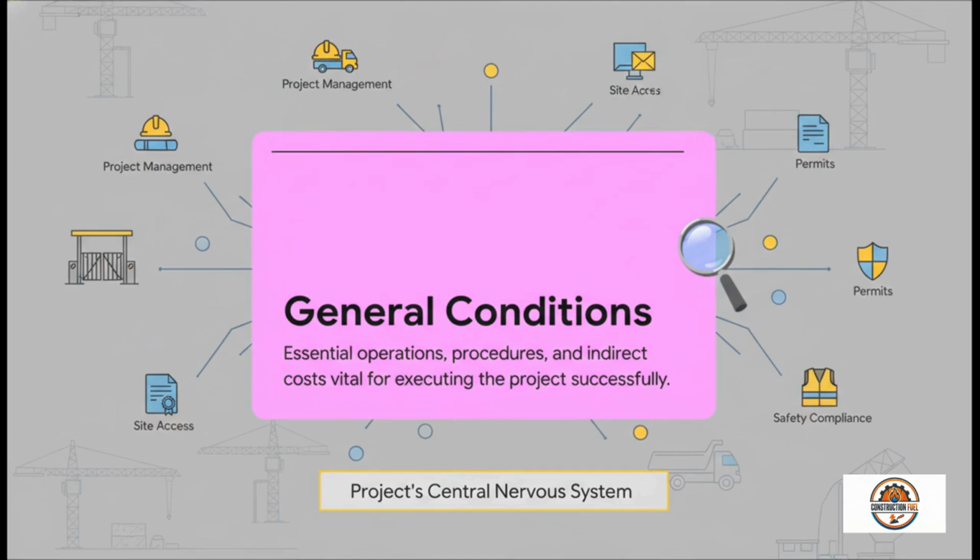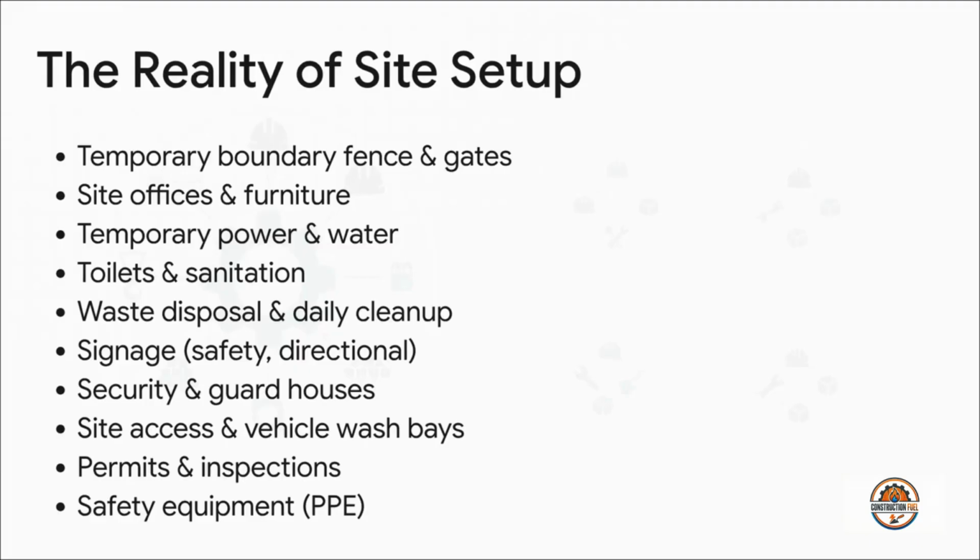I like to think of it as the project's central nervous system. It's everything that makes the site function: project management, site access, permits, safety, all that crucial background stuff. Just look at this list for a second. And believe me, this is just a small taste of what goes into a typical site setup. We're talking fencing, temporary power, water, toilets, dumpsters, security. I mean, the list just goes on and on. And here's the kicker. Every single one of these things usually needs its own vendor, its own contract, its own schedule. You can see how this gets complicated fast.